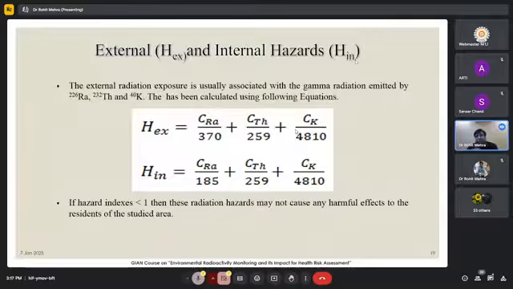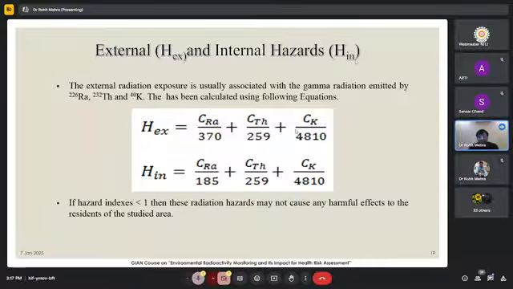Similarly, you could calculate the external and the internal hazard index parameters. And if you see the external and the internal hazard index parameters, every time they depend on the concentration of radium. T is 70 years. There was a question. T is generally on an average 70. This is the standard which has been taken by UNSCEAR. For Indian parameters, it could change.